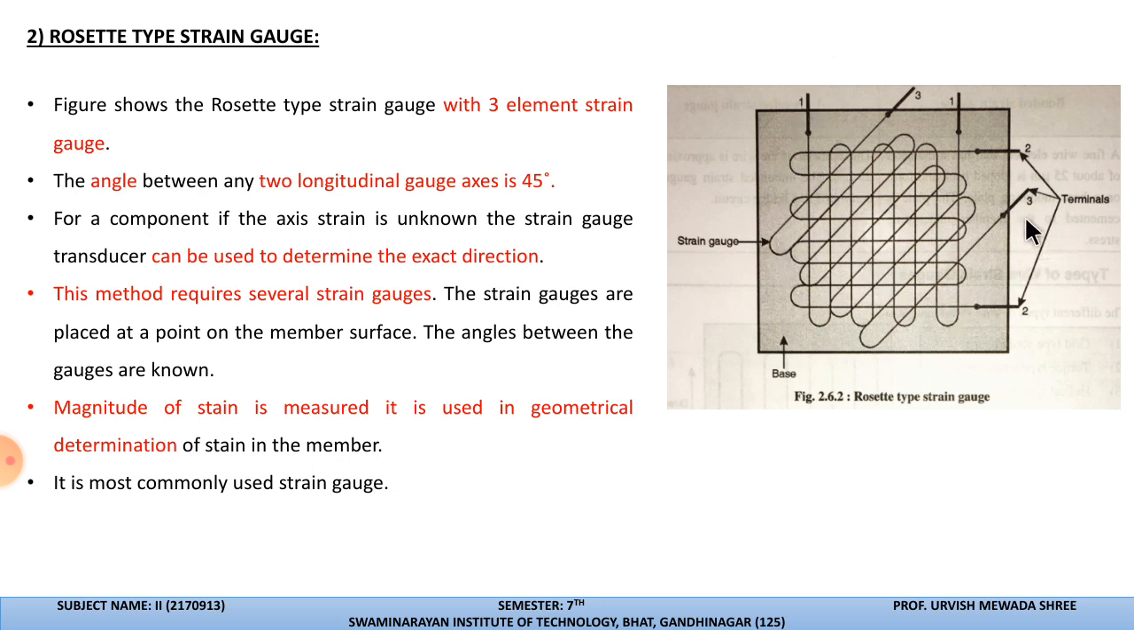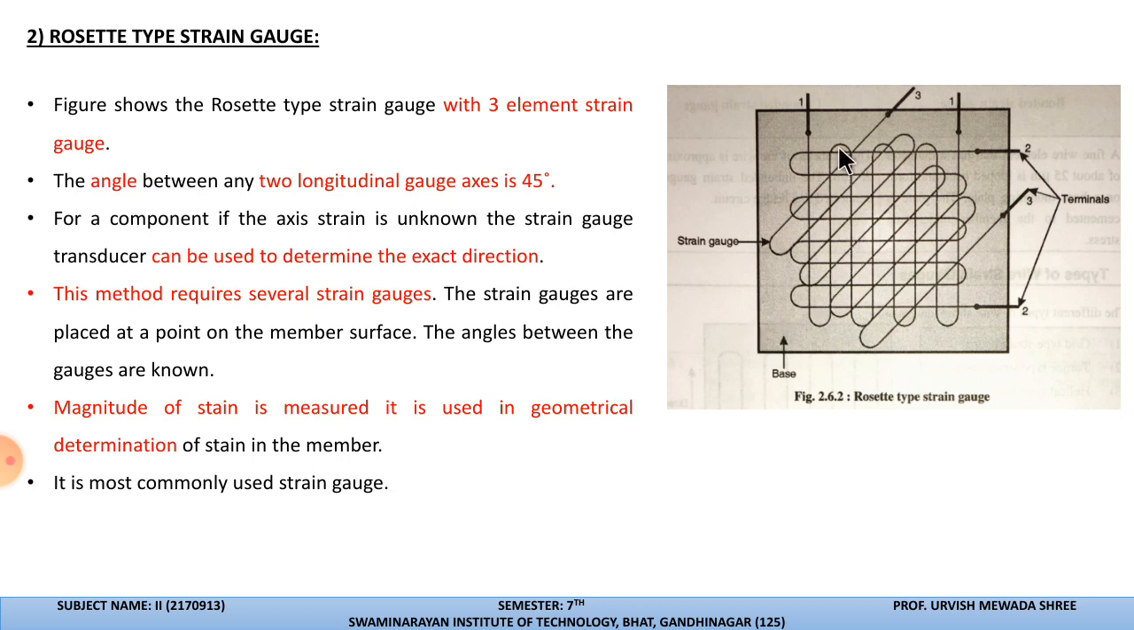Now for a component, if the axis of strain is unknown, the strain gauge transducer can be used to determine the exact direction. Because of the placement of the wires, we can determine the direction of the applied stress, because in the previous diagram we have only one wire element, and due to that we can measure the applied stress only in the direction of the placement of the wire.